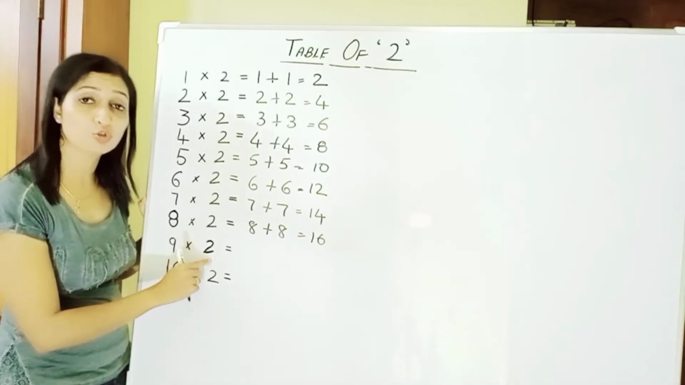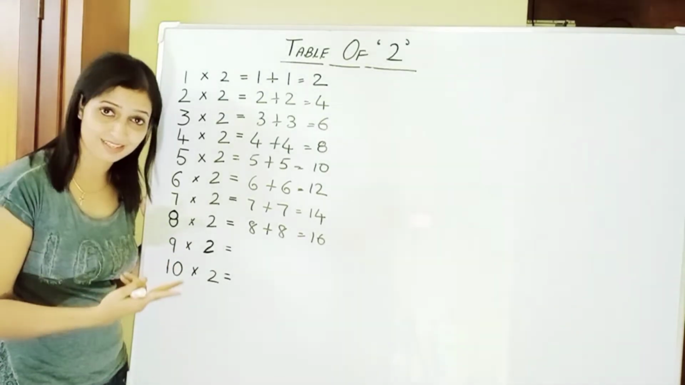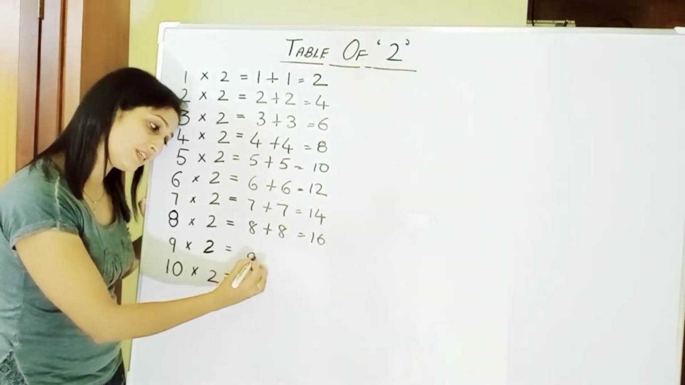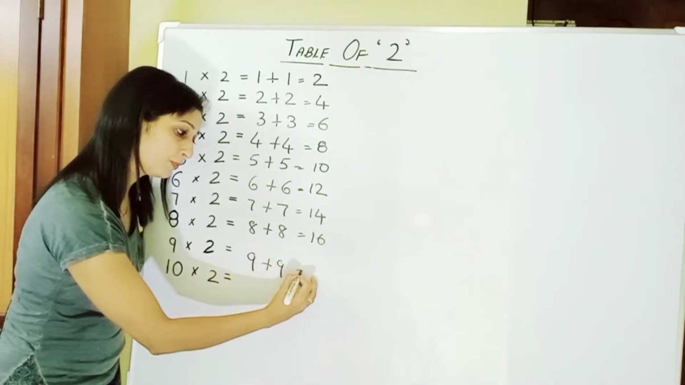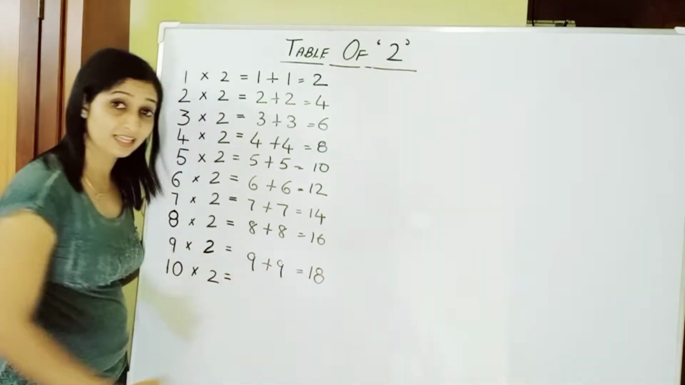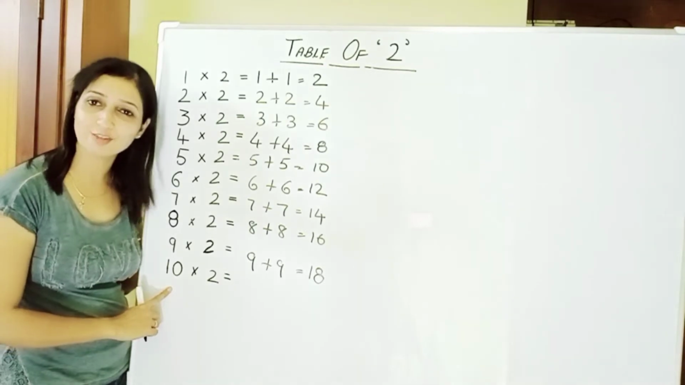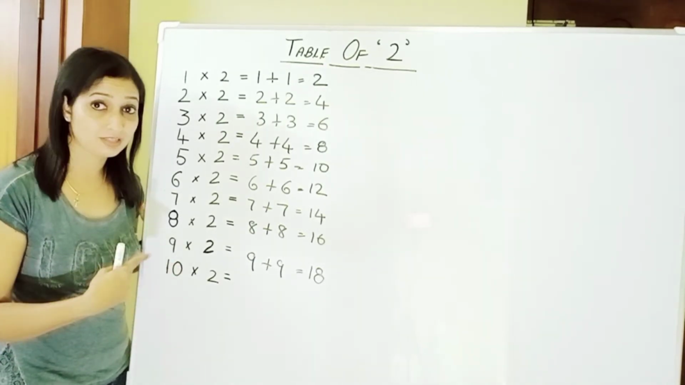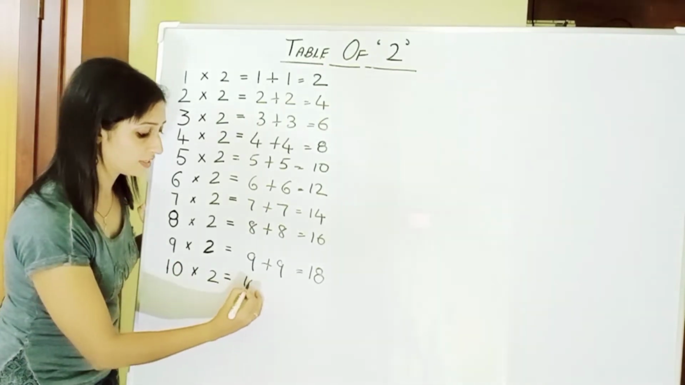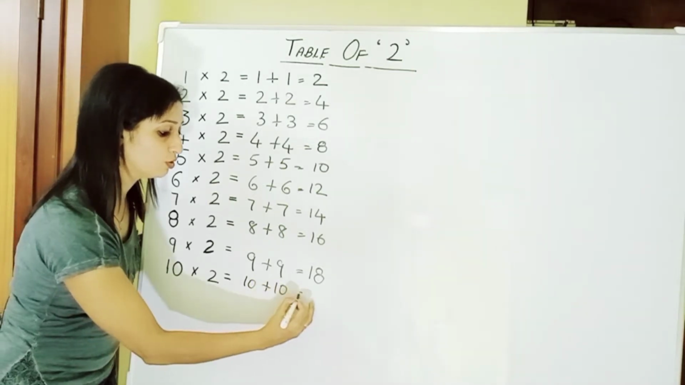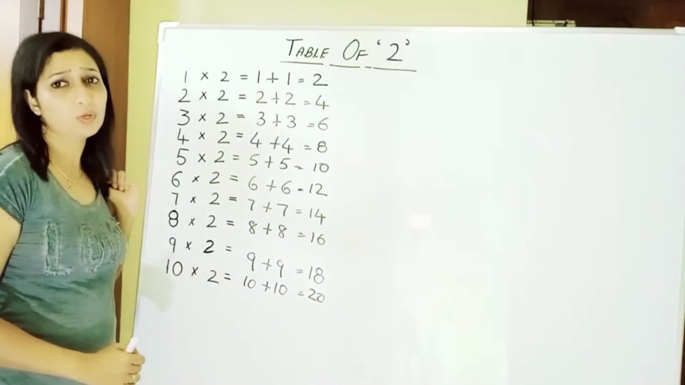And 9 into 2 is again 2 times 9. So we can write it as 9 plus 9, which is equal to 18. And the last is 10 into 2, which is 2 times 10. So I write it as 10 plus 10, which is equal to 20.